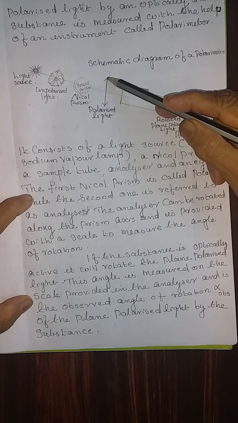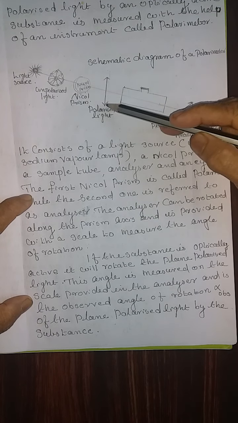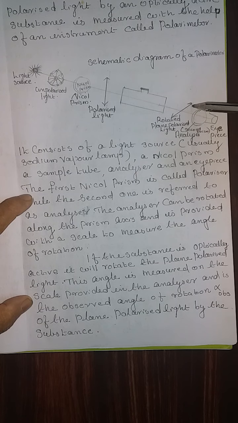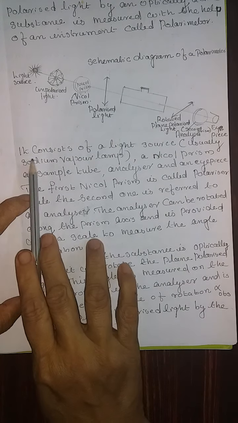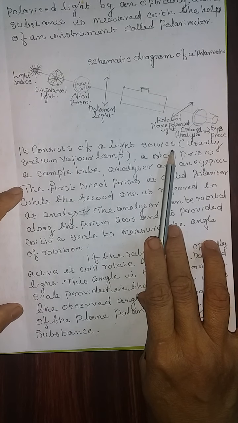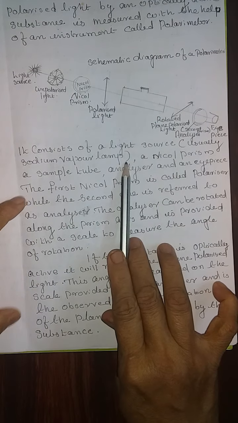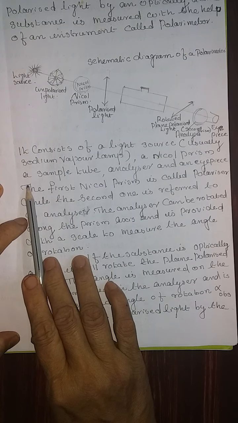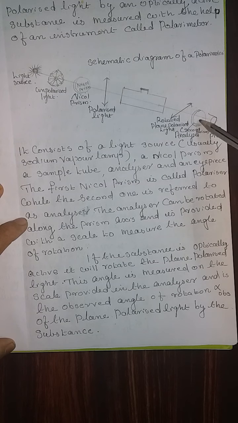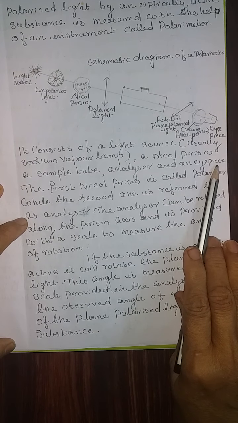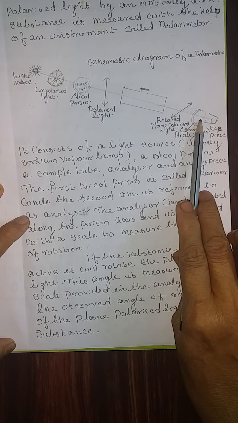This is the original initial stage. This is after rotation. This rotation is analyzed by means of an eyepiece. Through that we can see the rotation and the angle can be measured from the polarimeter. It consists of a light source, usually sodium vapor lamp, a Nicol prism, a sample tube, analyzer. Analyzer means this one where we get the angle, and an eyepiece to see the rotation.